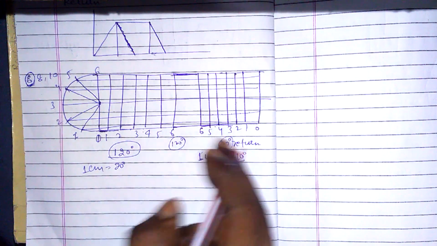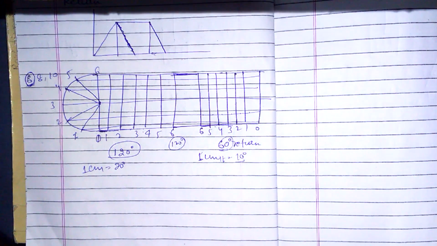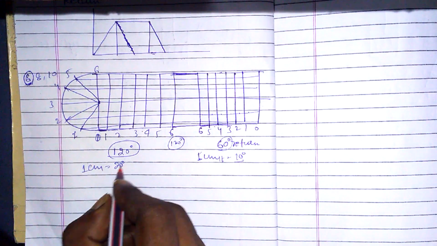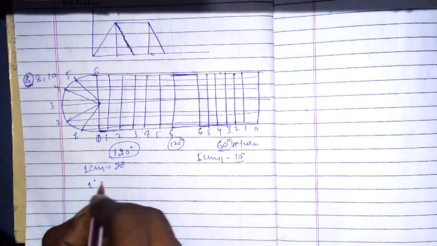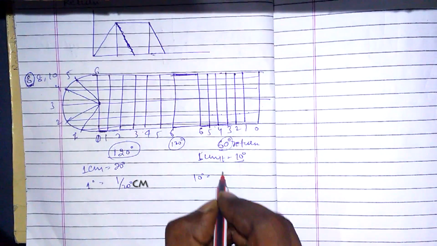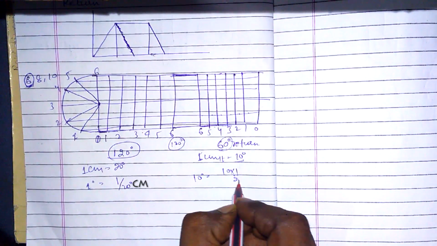So how can we do this? For that you need to know the unitary method. It is very simple. Say it is 20 degrees over here, so how much is 1 degree? 1 degree will be 1 by 20. So for 10 degrees it would be 10 into 1 by 20.